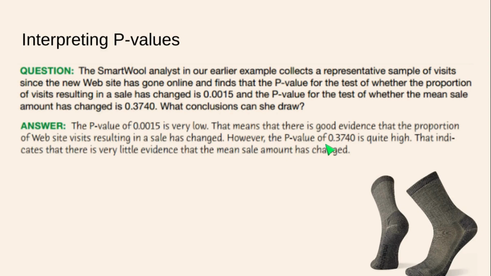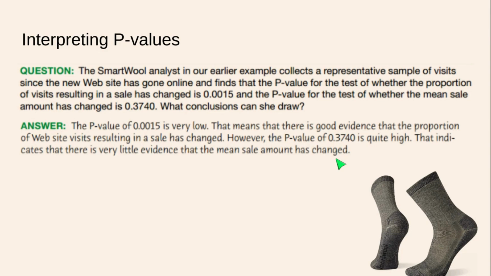However, the p-value of 0.374 is quite high. Again, like I said, once we get to the examples, the practice problems, it's going to be pretty obvious what a high and low p-value is. They're not throwing curveballs at you. All right, this is a very low p-value. This is a very, very high p-value. Okay, the p-value of 0.374 is quite high. That indicates there is very little evidence that the mean sale amount has changed.